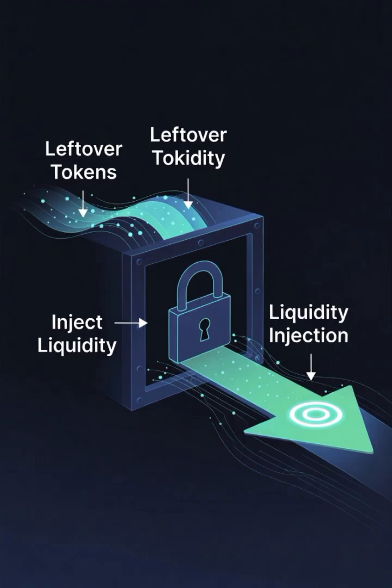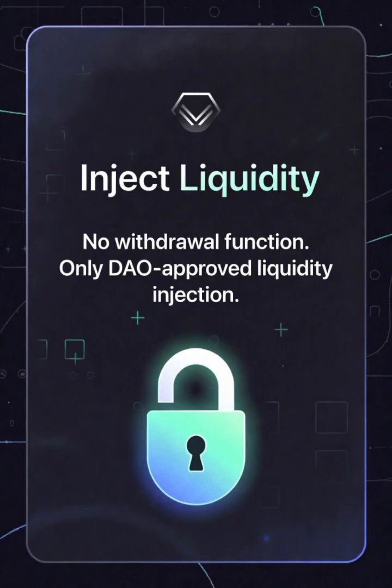Remaining tokens: inject liquidity. Not all of the 300 billion tokens sent to the liquidity bootstrapper are used in the pool. Tokens that are not required to create the initial liquidity are automatically transferred to the inject liquidity contract. And here comes a fundamental rule. Inject liquidity has no withdrawal function. Tokens can only leave this contract for liquidity injection, and only after a community vote. No individual, not the founder, not the DAO, can freely withdraw tokens.